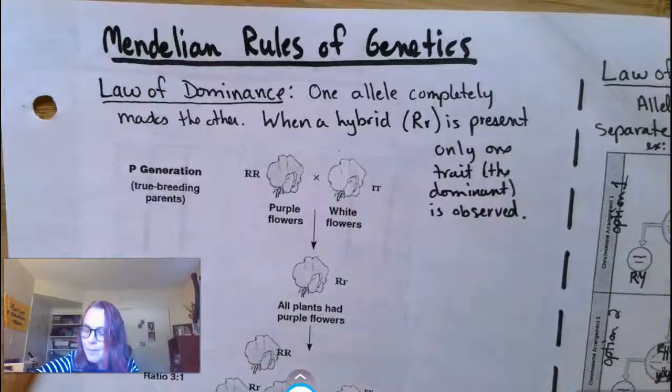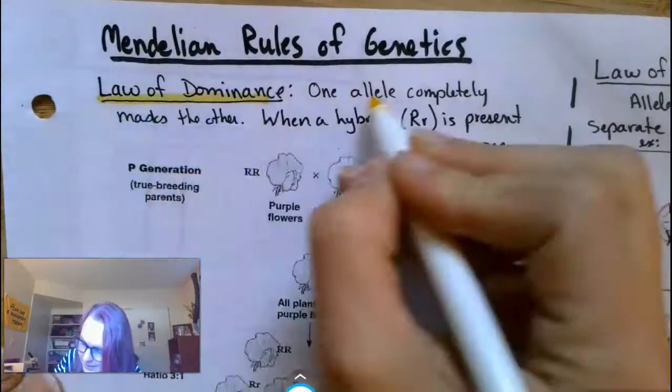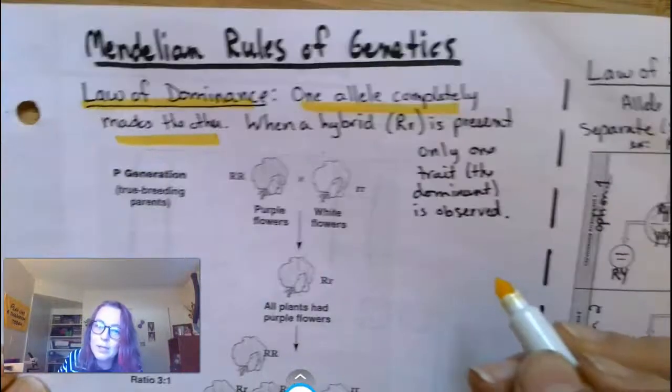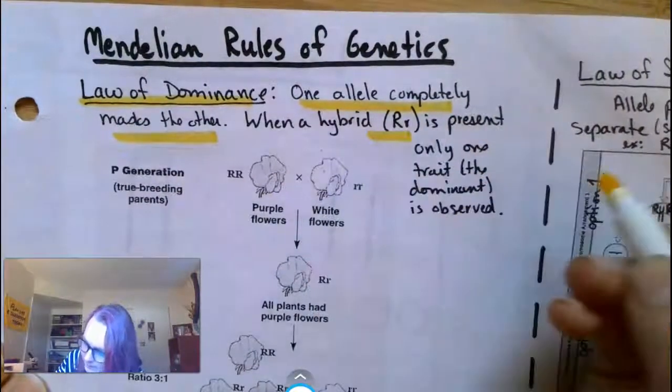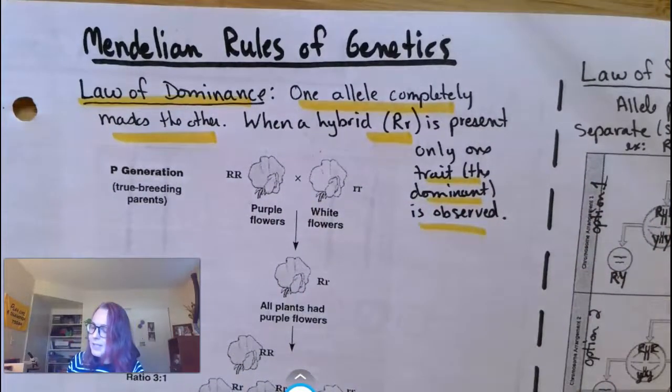The law of dominance states that one allele completely masks the other allele. Okay? Which means that when a hybrid is present, only one trait, the dominant trait, is observed. Now there are obviously exceptions to that, but that's called non-Mendelian genetics, which we'll discuss in class.